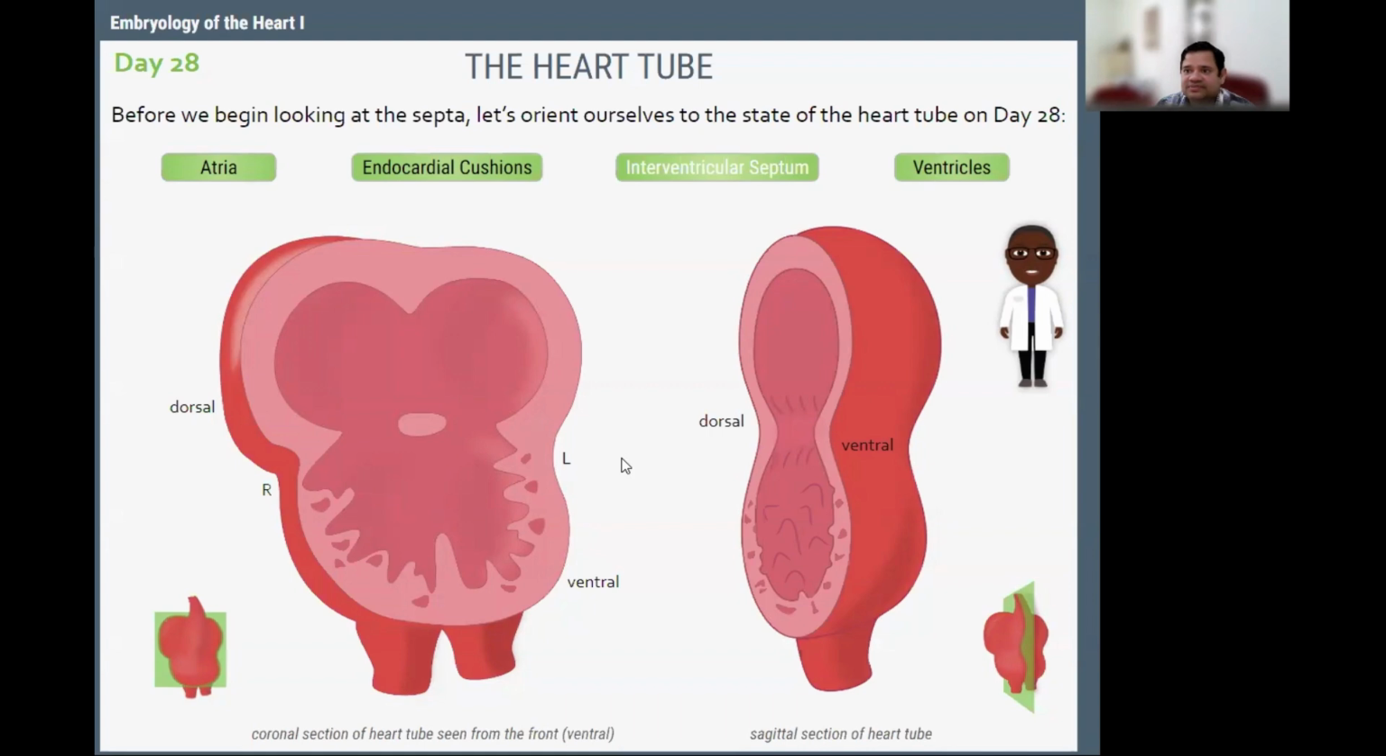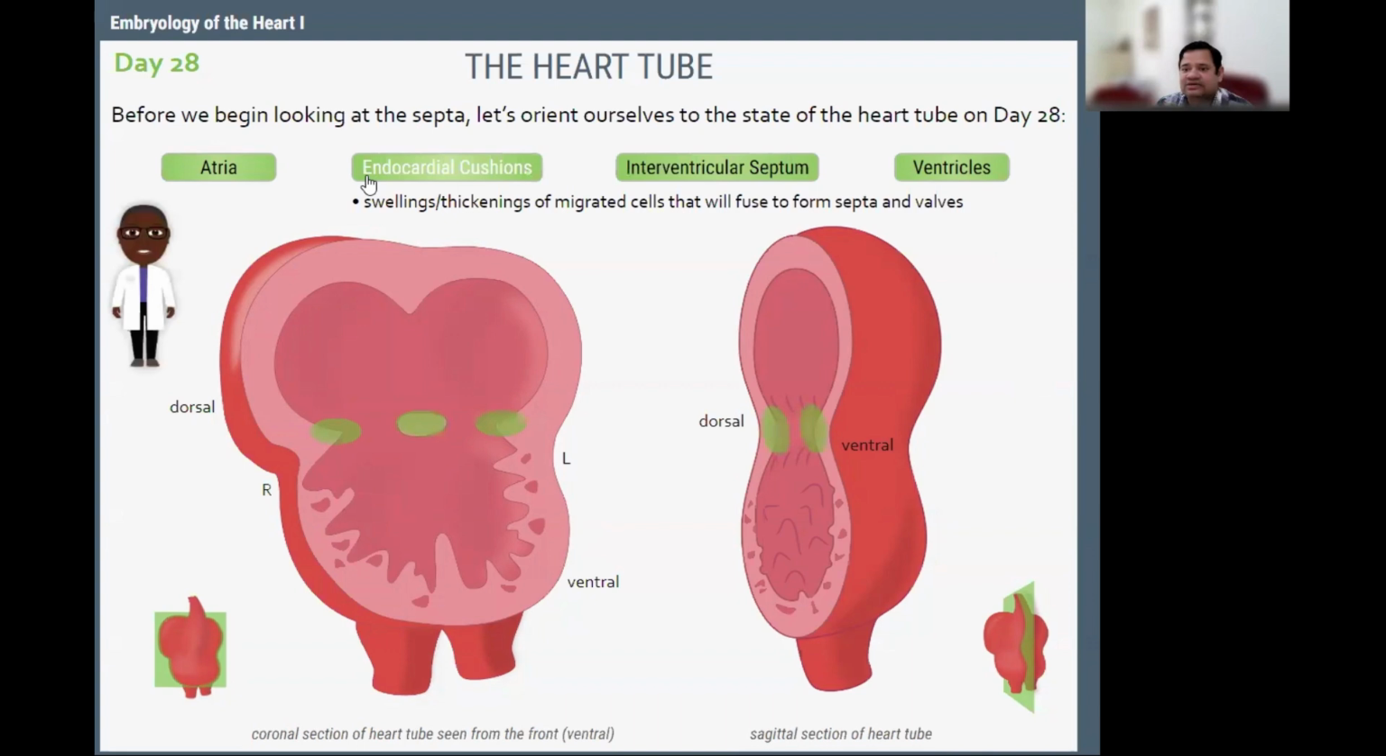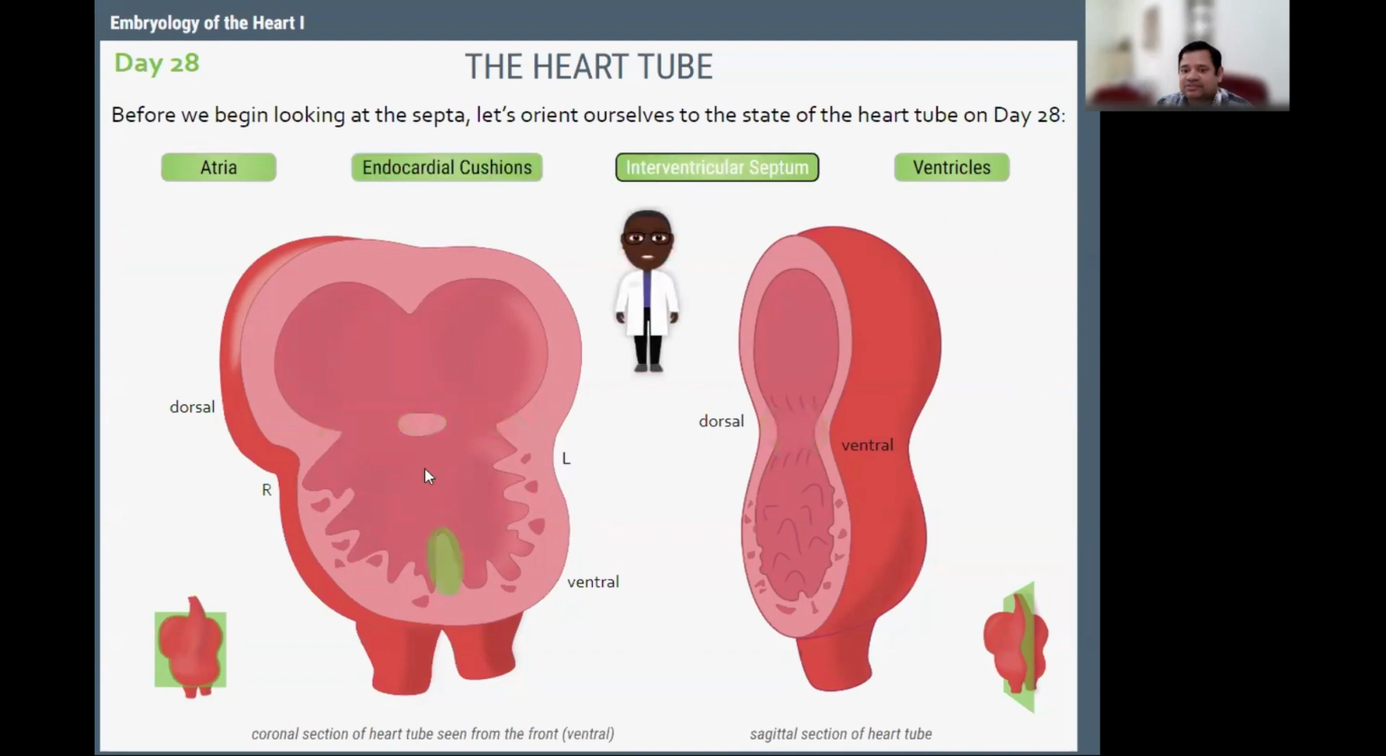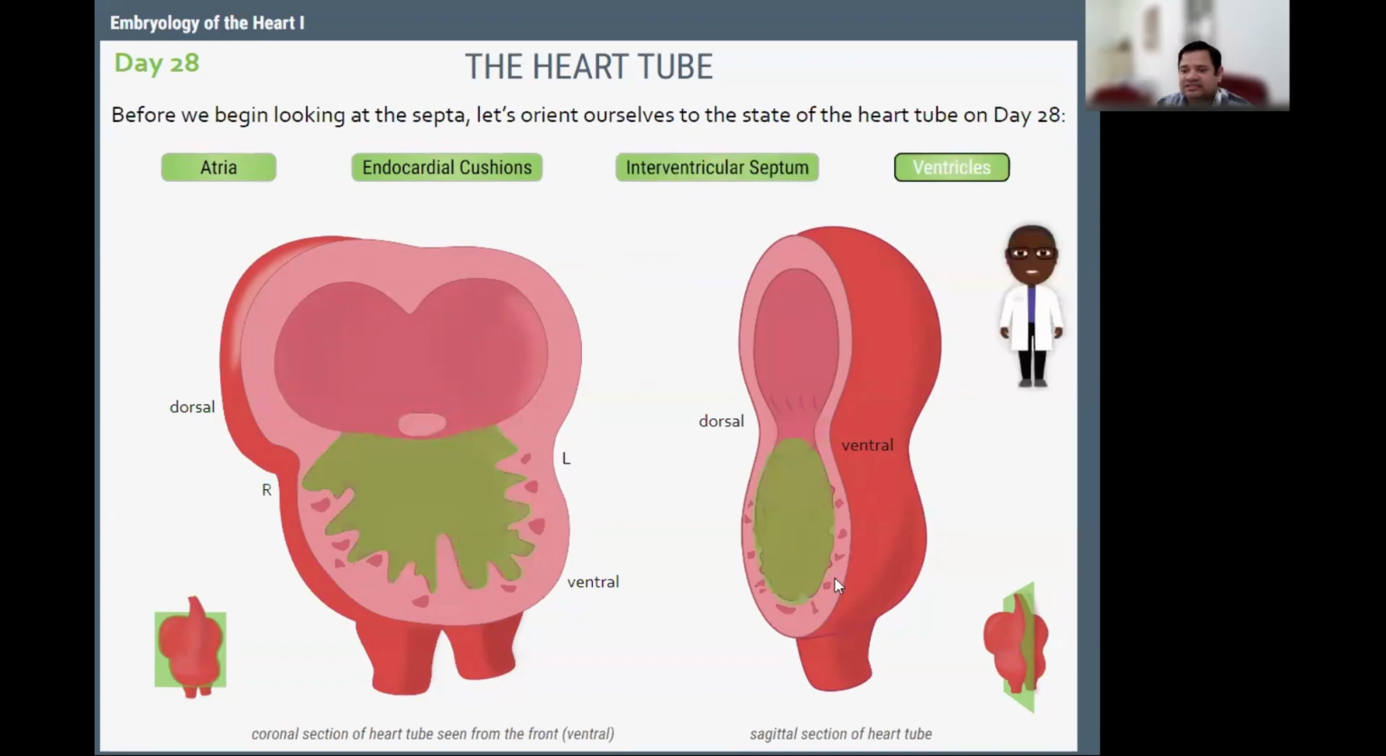So when you see the septa, first we are going to have this type of structure. It means we have the primitive type of heart ready, which has dorsal and ventral roots, and it is in the coronal section which you are going to see right now. You will see this part will form the atria, then endocardial cushions, that is swelling, thickening of migrated cells that will fuse to form septa and valves. Then the interventricular septum, if you go to the upper side, forms the septum between the two ventricles. And then the last thing is ventricles.